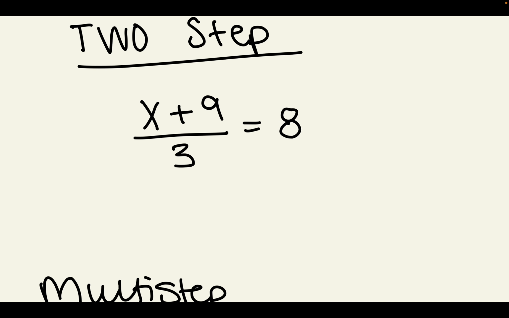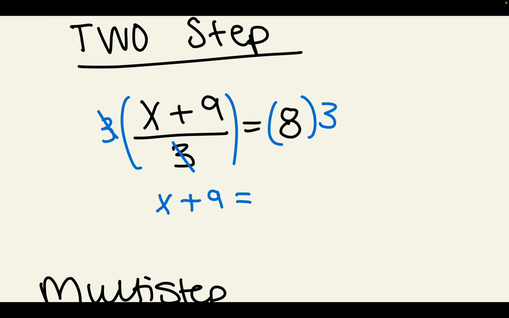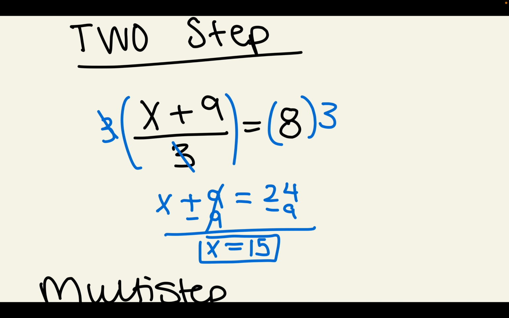When you have your fraction bar that goes over a whole expression, we actually have to get rid of that first. To undo a 3 in the denominator, you are going to be timesing both sides by 3. Because when you have a 3 in the denominator, that's dividing by 3, so timesing by 3 will undo that. So the 3's will cancel each other out, and you are left with x plus 9 equal to 24. Then subtract 9 on both sides, and we get x equals 15.